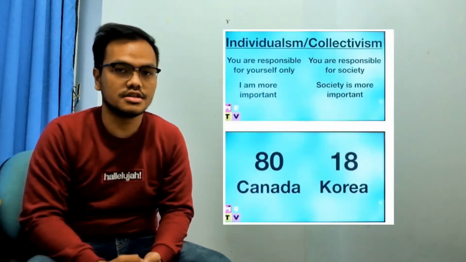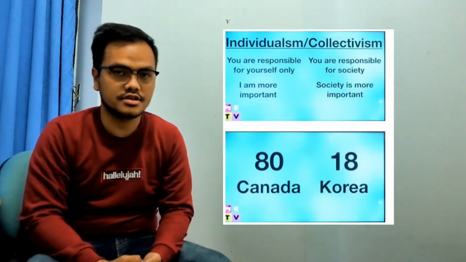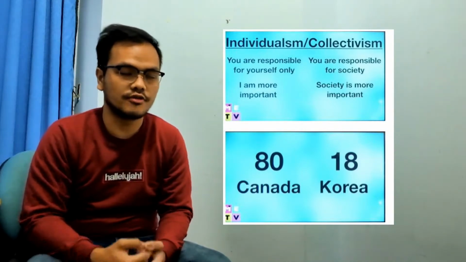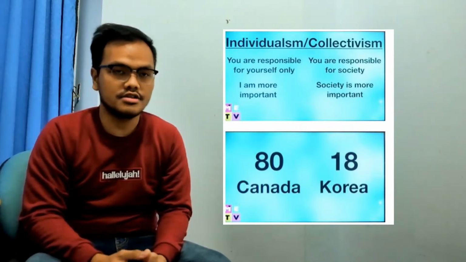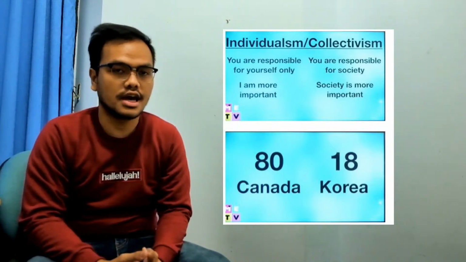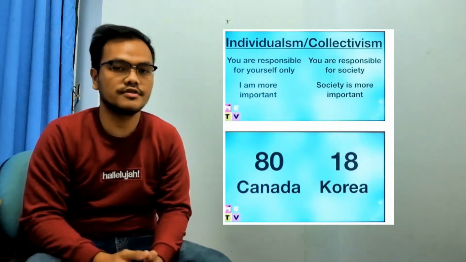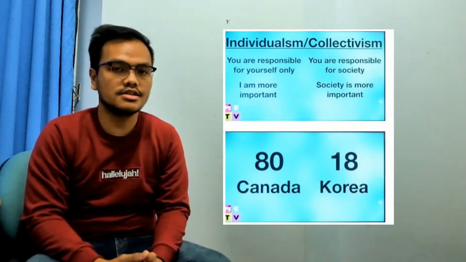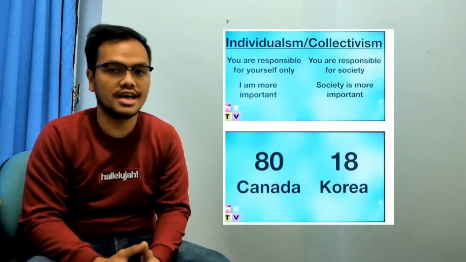The second dimension is individualism versus collectivism. It describes the degree to which people's image is defined in terms of me and we. Individualism relates to you are responsible for yourself only and I am more important. On the other hand, collectivism, you are responsible for society and society is more important. Canada scores 80 and Korea scores 80.